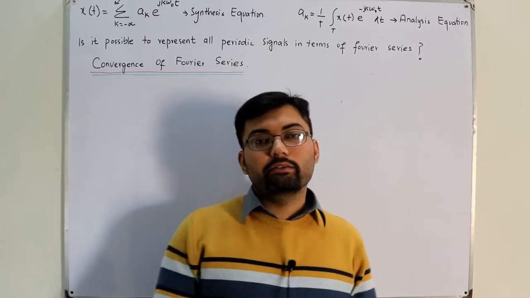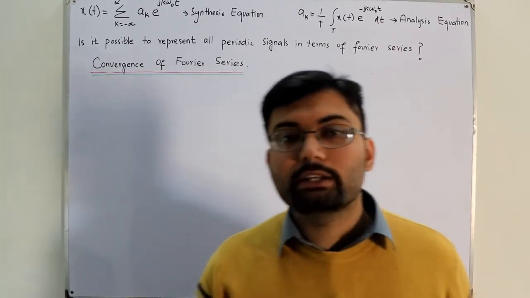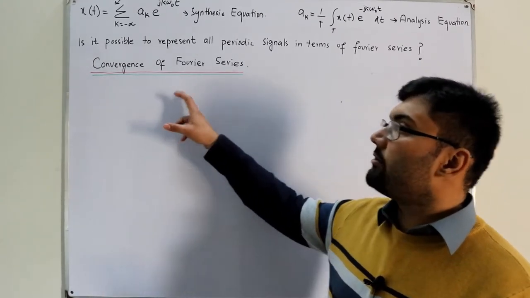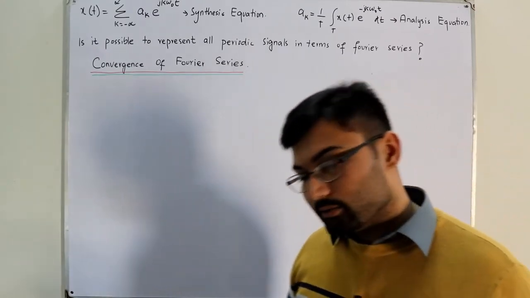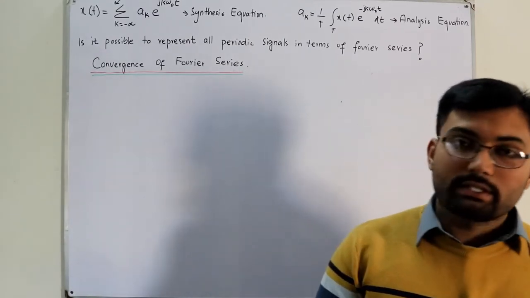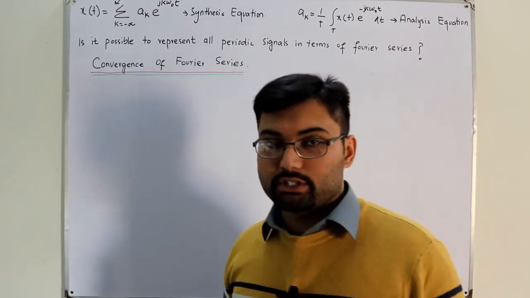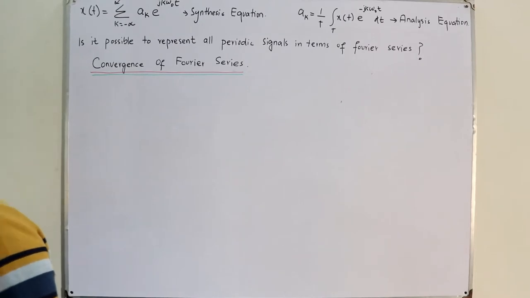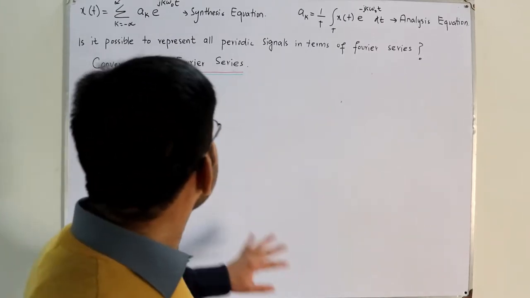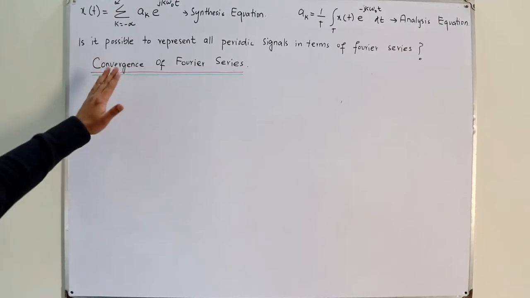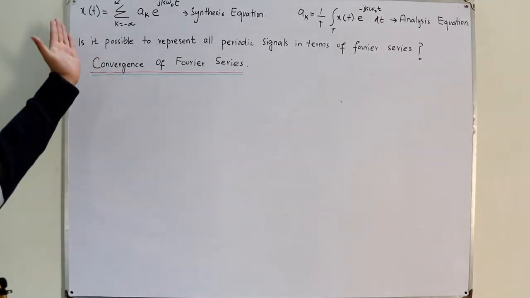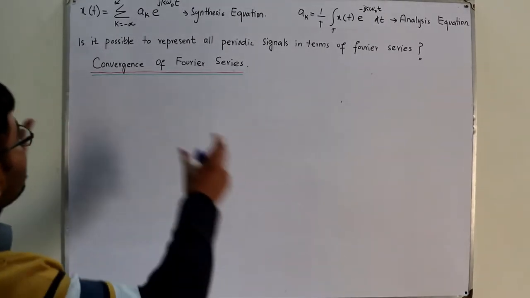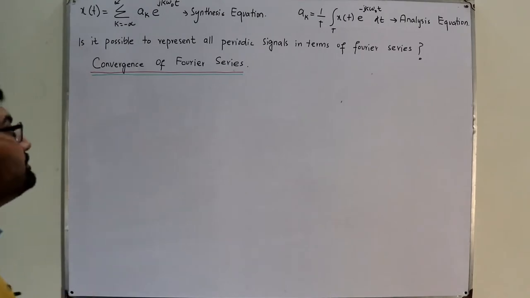I will not give you the answer right now. We'll get into the discussion. This question leads us to the topic, the convergence of Fourier series. And you know what convergence is. You know what the opposite to convergence, that is divergence, is. So, let us get into the topic. The first thing is that the synthesis equation, we have been integrating it from negative infinity to positive infinity, that is in an infinite interval of time. So, it will result in our original signal, that is x of t.